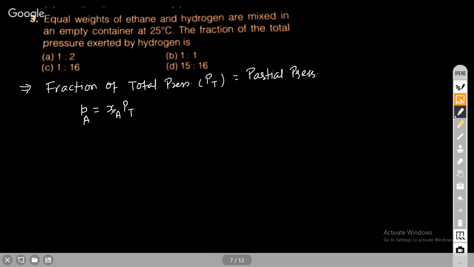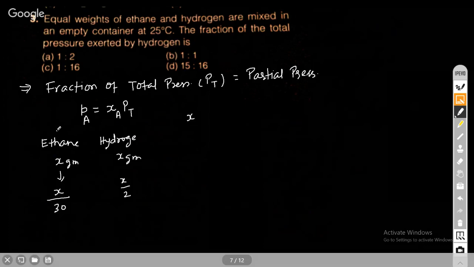Okay, and mole fraction we can find out since we have equal weights of ethane and hydrogen. So I assume ethane is x gram and hence hydrogen will also be x gram. So when I convert this into number of moles, it is x by molecular mass of ethane, which is 30, and this is x by 2, right? So we know the number of moles.